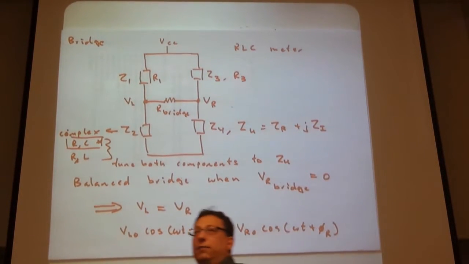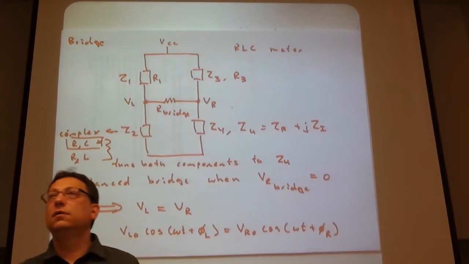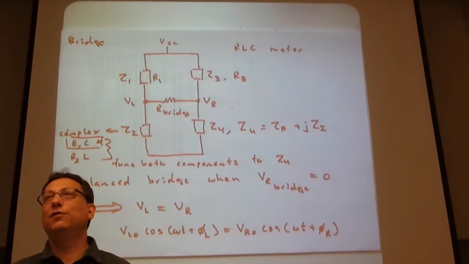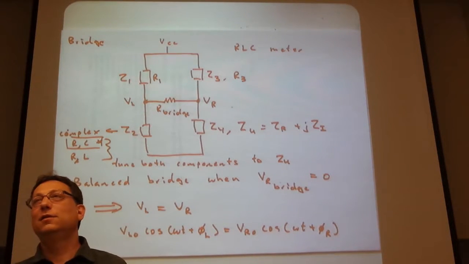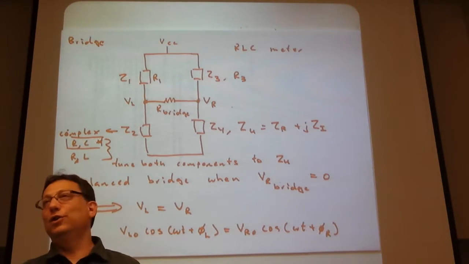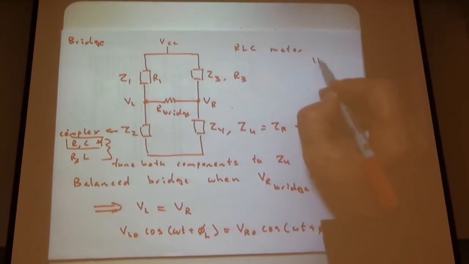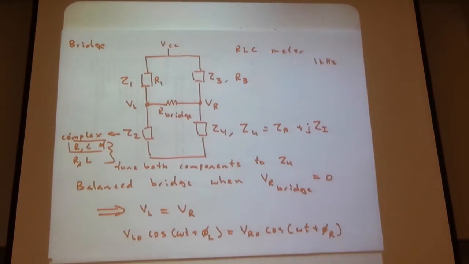Anybody use the RLC meter? Just out of curiosity, did you look at what it was telling you? It has a little bit of information for you. You're just using it, but you didn't read the full display. It tells you on the display that it operates at, I think, 1 kilohertz. So the RLC meter, the bridge, has an operating frequency.